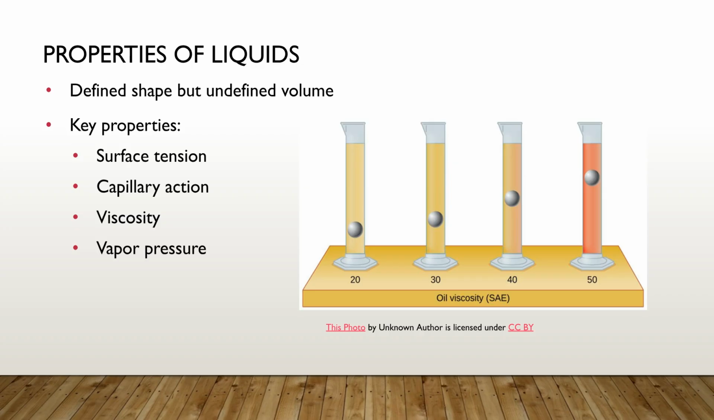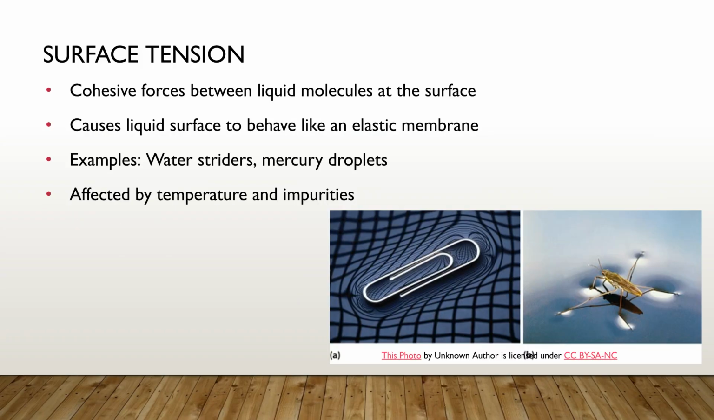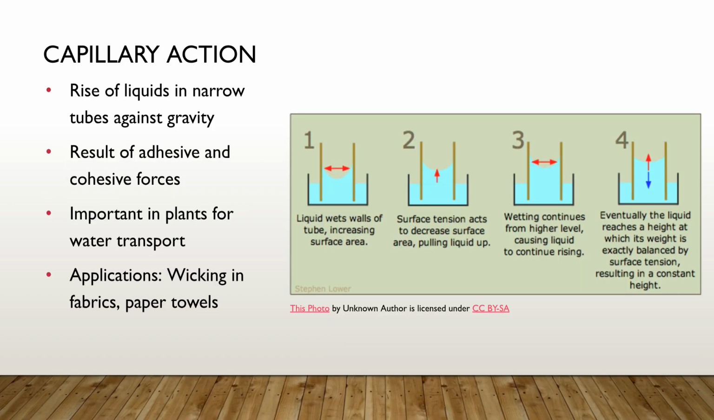Liquids have a defined volume, but an undefined shape. Key properties of liquids influenced by intermolecular forces include surface tension, capillary action, viscosity, and vapor pressure. Surface tension results from cohesive forces at a liquid surface, making it behave like an elastic membrane. This property allows things like water striders to walk on water and is affected by temperature. Capillary action is the rise of liquids in narrow tubes against gravity, a balance between adhesive and cohesive forces. This is vital for water transport in plants and applications like paper towels.